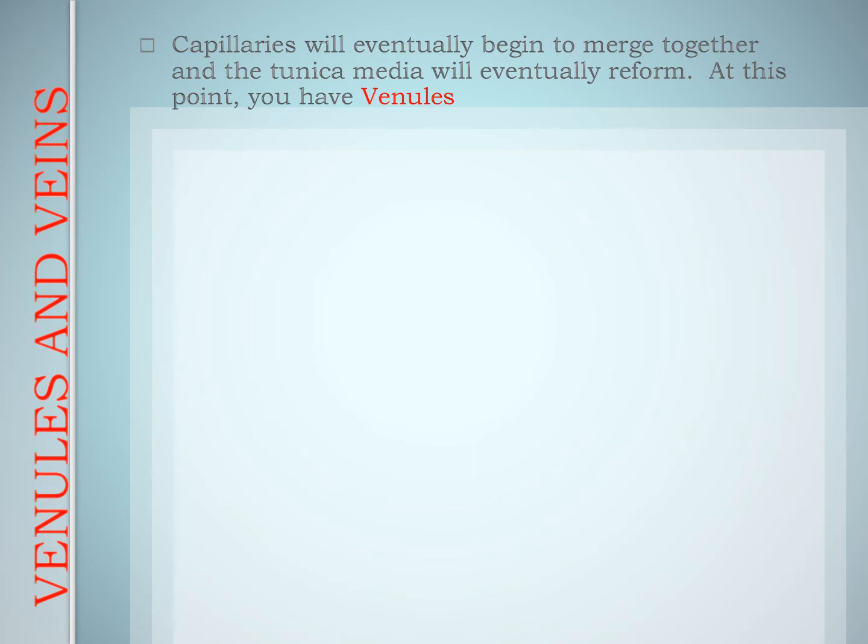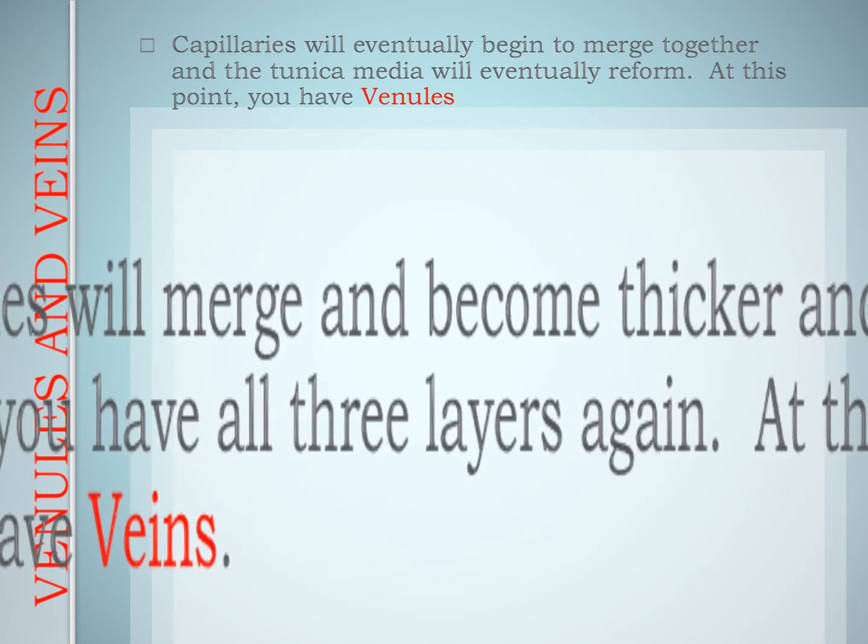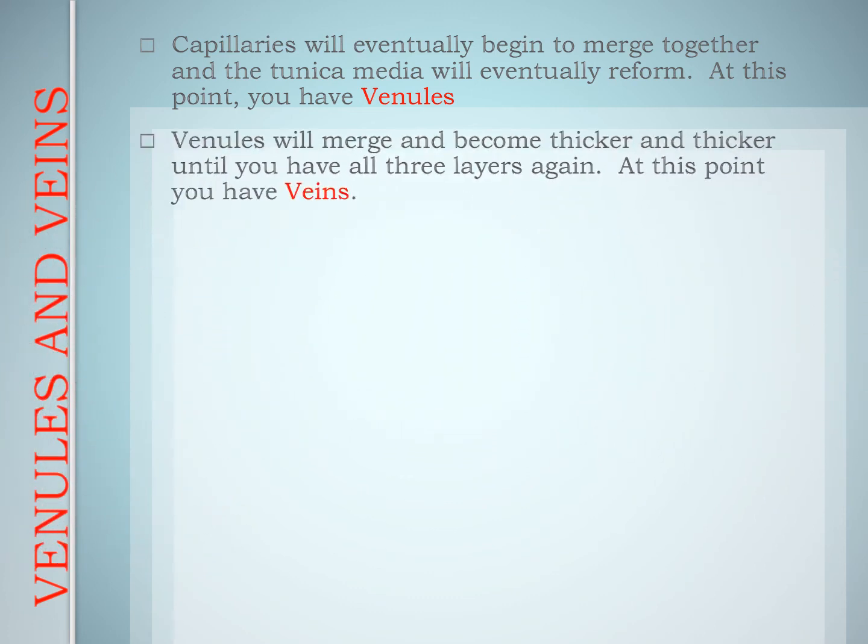So the capillaries will begin to merge, and as they merge, they become thicker and thicker until eventually we have 2 layers again, and at that point in time, they're called venules. And the venules will continue to merge and merge and merge until you have all 3 layers again. At that point in time, they are what we call your veins. Now, veins, by definition, have all 3 layers. They have a tunica intima, the tunica media, and the tunica adventitia. And most of the veins in our body are blue.